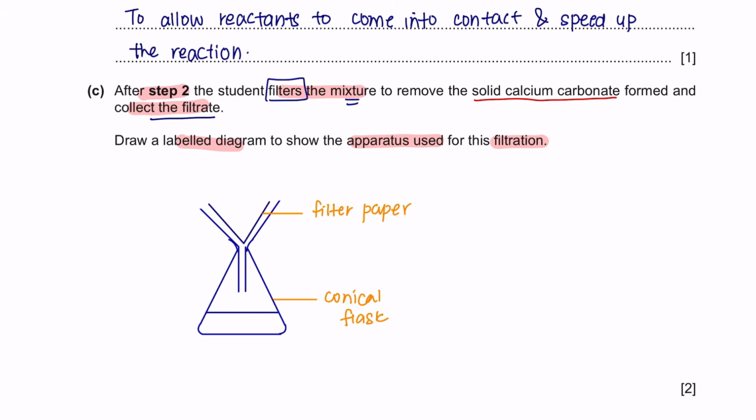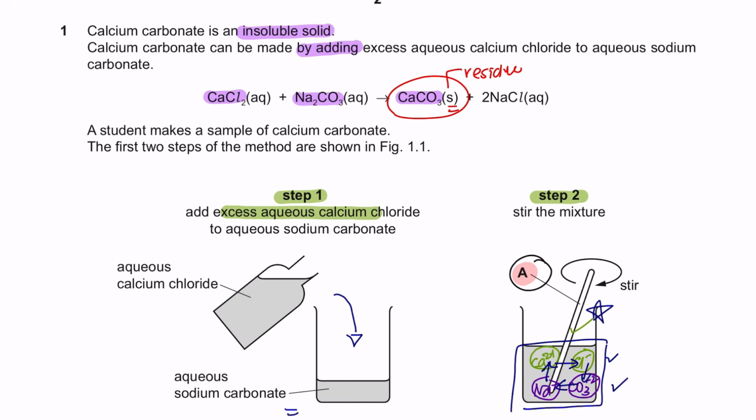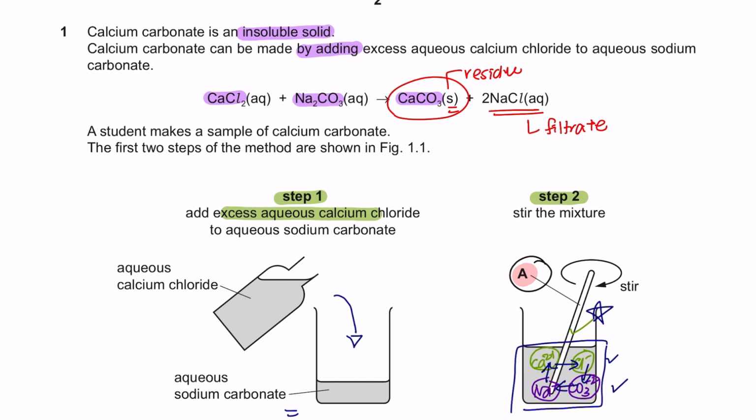So the solid calcium carbonate formed will be collected over here, and the filtrate, which is sodium chloride, will be collected in the conical flask. So this here is a solid, which is our residue, and this is an aqueous solution, which is liquid, and will be collected in the conical flask as the filtrate.